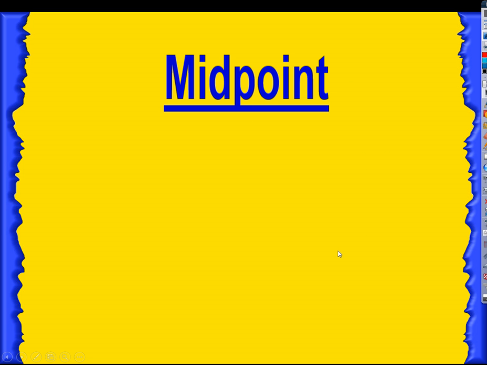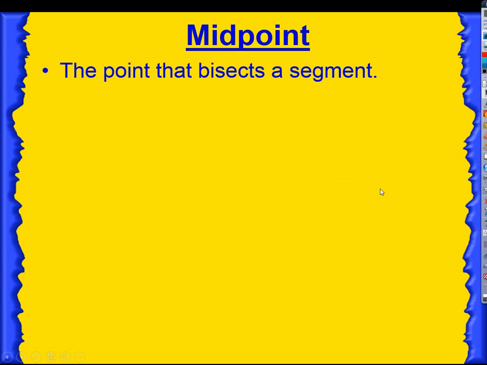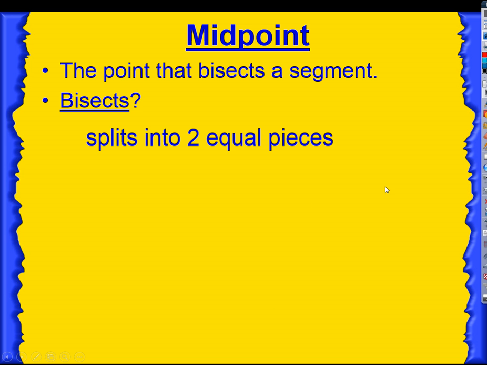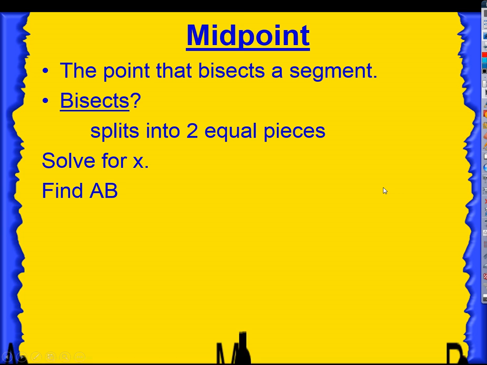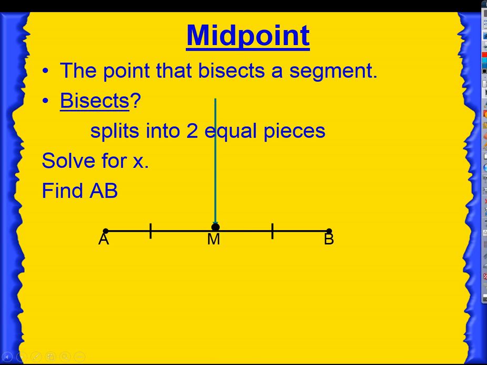Okay, so first of all, midpoint. Let's talk about midpoint. Midpoint is just a point that bisects a segment. It's going to be the exact middle point. It's just what it sounds like, right? So it bisects, meaning it splits it into two equal pieces. Okay, so we could use this concept to do something like this.